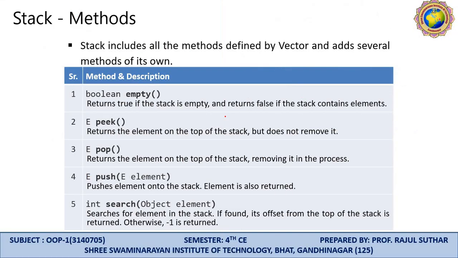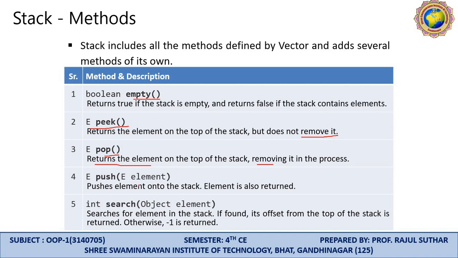The stack methods. Let me check the stack methods. Here the boolean empty method you can use. You can use peek. Peek means return the element on the top of the stack but does not remove it. Pop means it returns the element on the top of the stack, removing it in the process. This is the difference between peek and pop. In pop, the element is removed, but here the element is not removed.